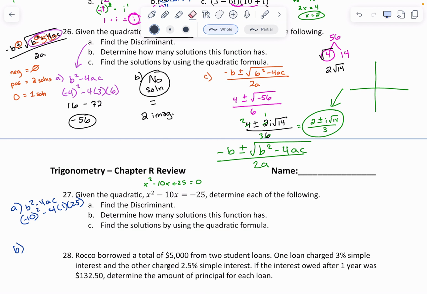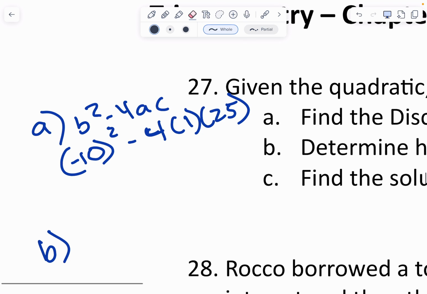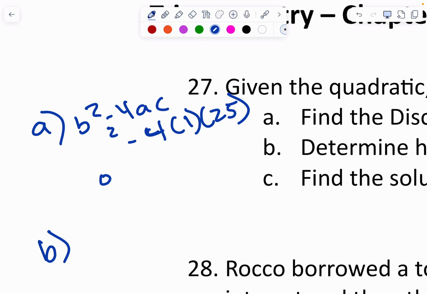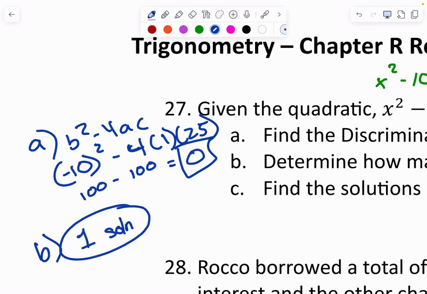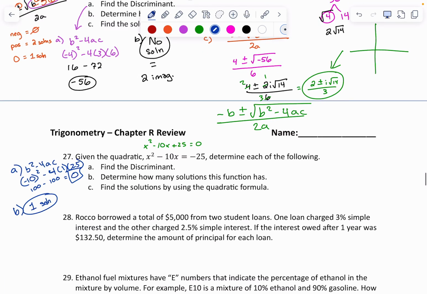Okay, we'll see. Negative 10 squared minus 4 times 1 times 25. This is 100, minus 100, which is 0. So my discriminant is 0. So we have one solution for part B. Now we're going to figure out what that one solution is by using the quadratic formula. Negative b will be positive 10. I'm putting c over here. Plus or minus the square root of 0 all over 2 times 1.